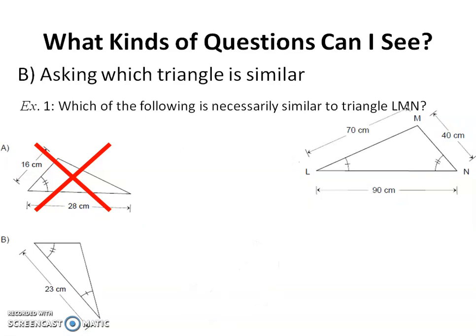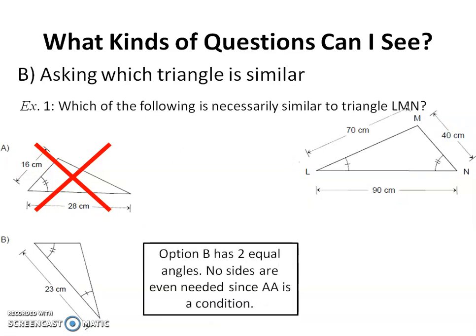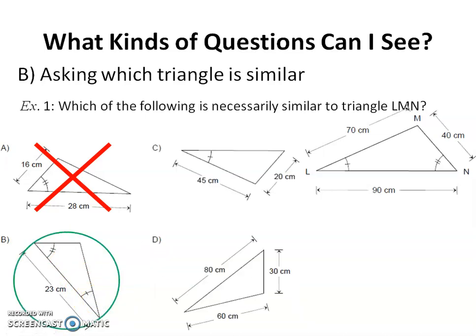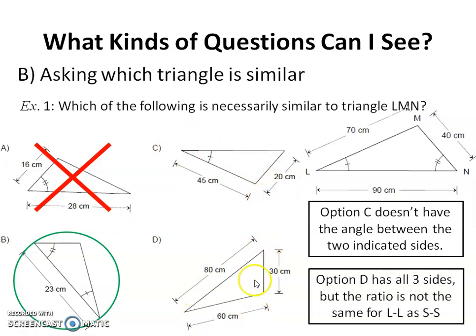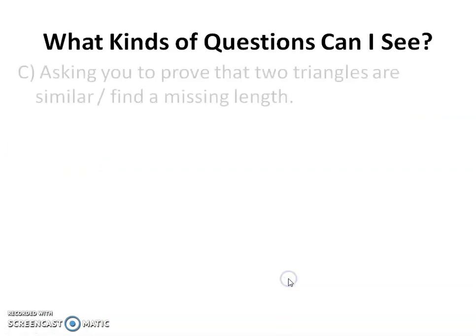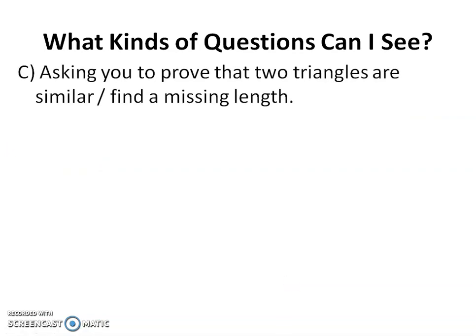Next up, B. I have 2 equal angles. The side is irrelevant because angle is one of the 3 minimal conditions. B is already correct, but I'll just quickly show you why the other 2 would not be correct. In C, I have 2 sides and 1 angle, but it's not the angle between. So that's not one of the minimal conditions. And though there are 3 sides here, the ratio is not the same for all. So that one's out.